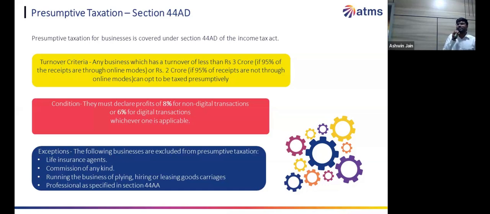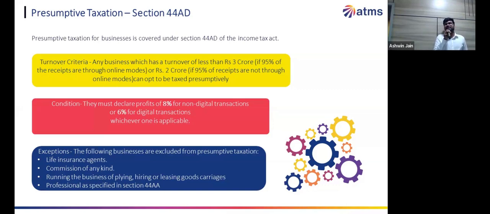Again, there are certain businesses which are specifically excluded from the presumptive taxation scheme, such as professionals; we professionals are excluded from opting for the presumptive taxation scheme. Again, at a time we come across many situations where the client's TDS is deducted under section 194H, commission, which shows in 26AS. Certainly you cannot opt for 44AD.